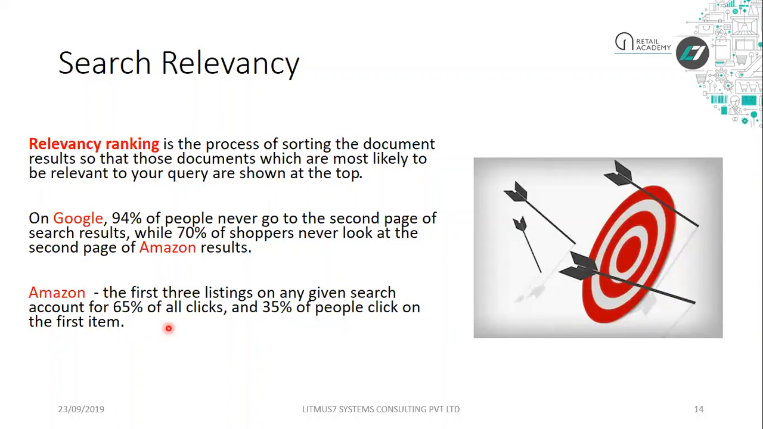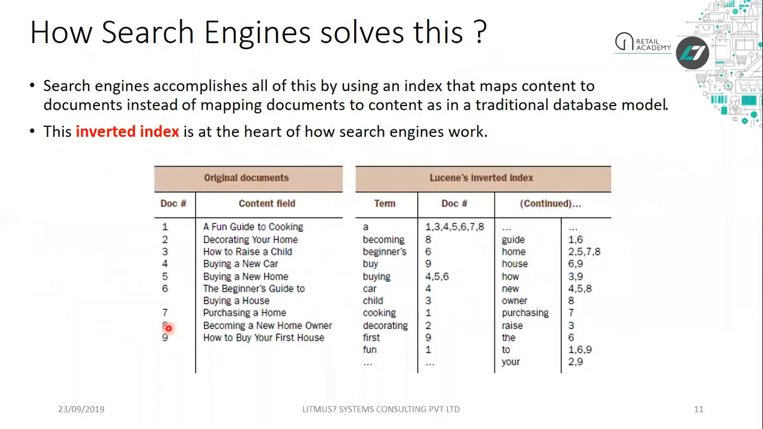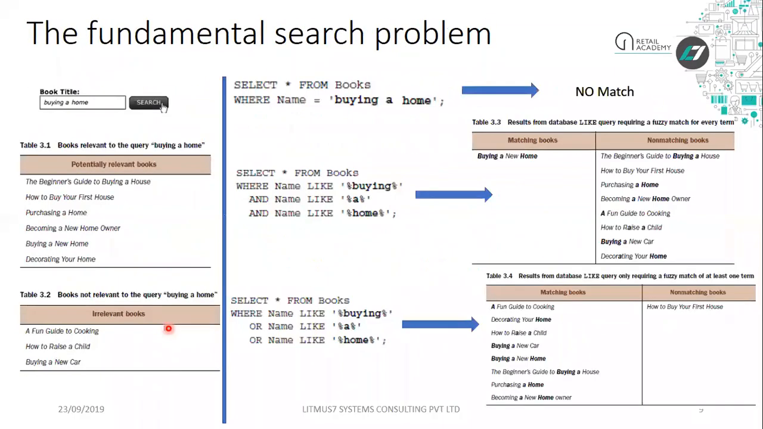We should make sure all the valid products are on the first page itself, and ideally the first row should contain the most relevant ones for the end users. If you go back to our scenario, there will be multiple books matching this particular search query, and out of these matching documents or books, which is the most relevant one?